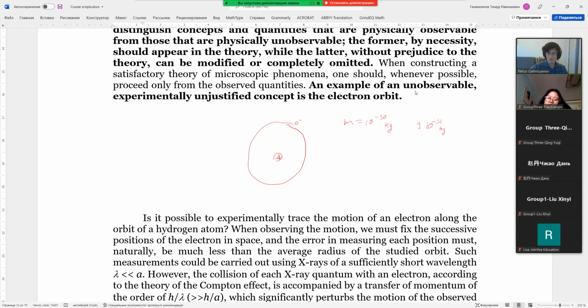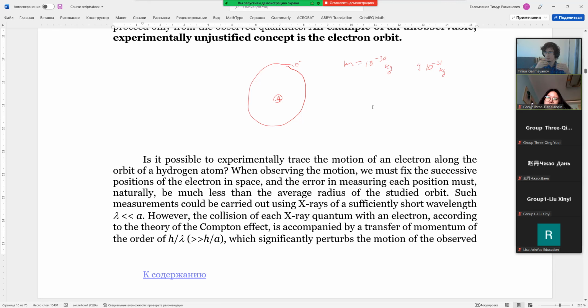And so you need to measure the position of this electron. You need the light, the photons that should not disturb this electron. So these photons should have very small energy. What does it mean? That means that they have small frequency, and that means they have large wavelength. Wavelength is just the speed of light divided by the frequency.